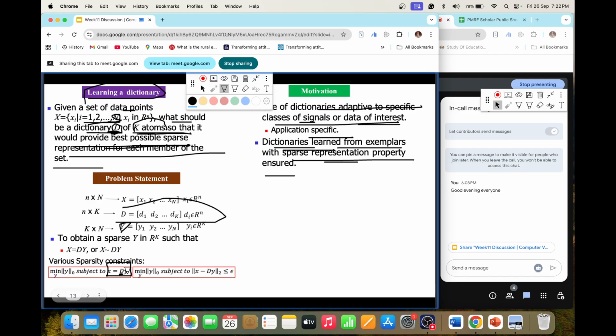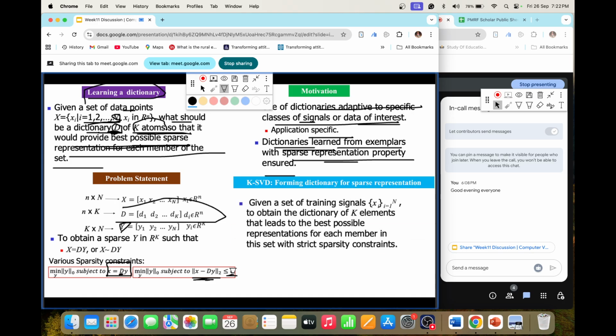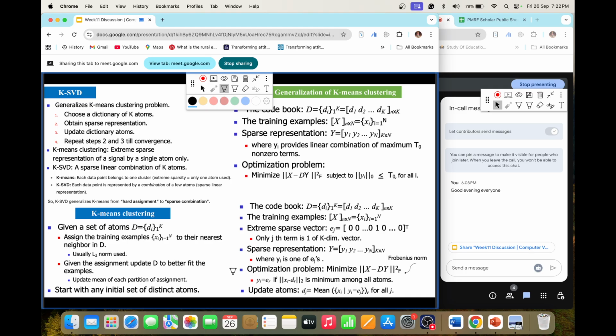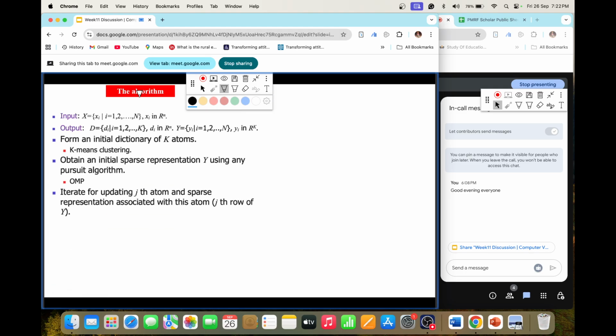We have to ensure that this thing should be equal to this, or rather we can say x minus Dy should be less than a possible threshold. If sigma is the threshold, it should be less than that particular threshold. Every concept is the same. All this is theory, so again not very important. So this is the algorithm, let me clarify it.